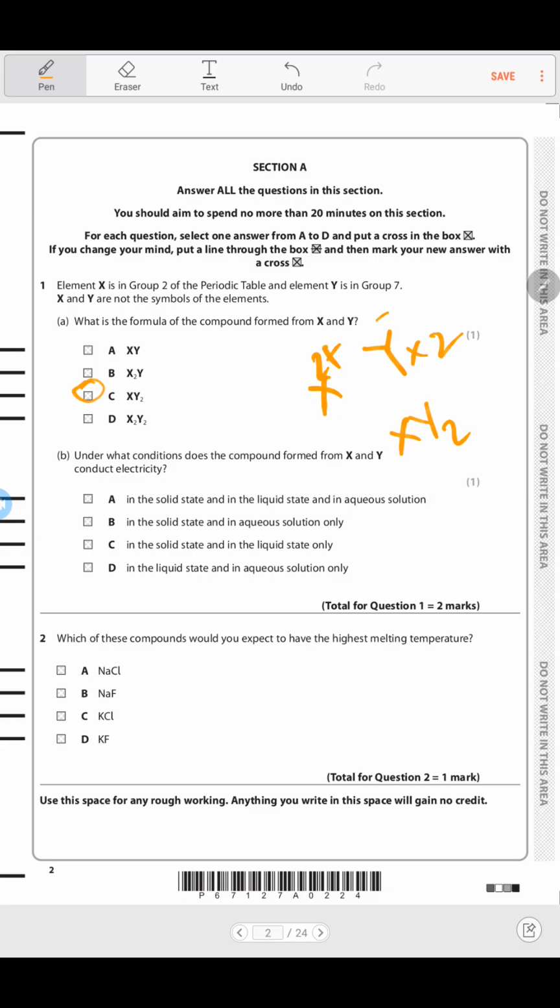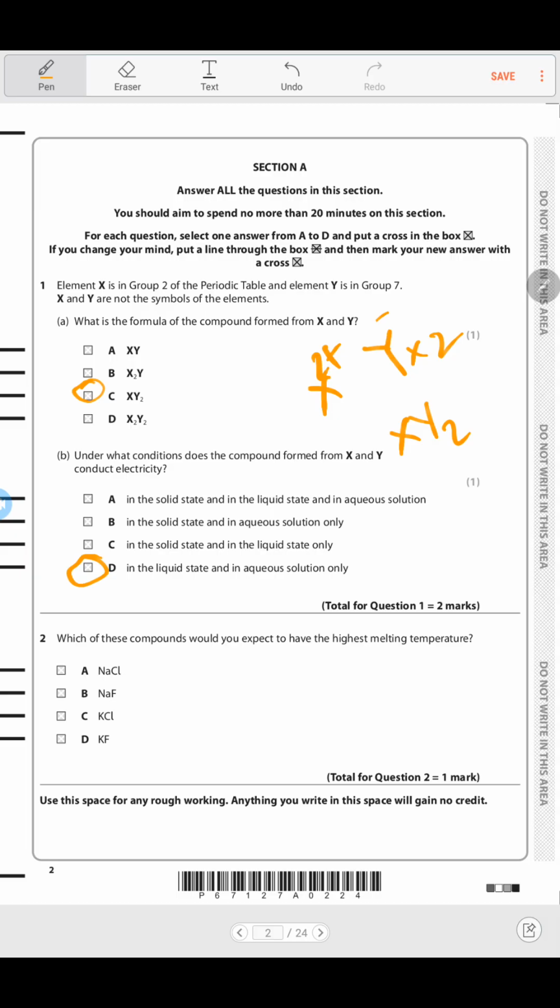Very simple question. Question B: under what conditions does the compound formed from X and Y conduct electricity? X and Y form an ionic compound. You all know group 2 and group 7 from very basic O-level ideas: metal and non-metal make an ionic compound. So XY2 is an ionic compound. Oh no, they don't conduct in the solid state because they don't have any free mobile ions. They do conduct in the liquid state and aqueous state. So the answer has to be D.